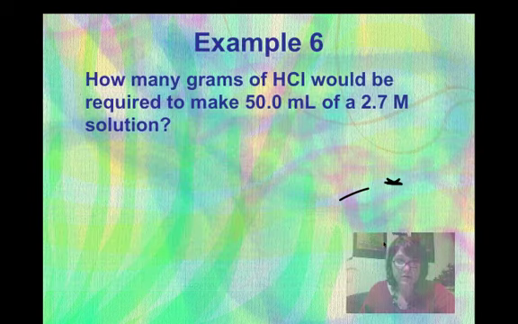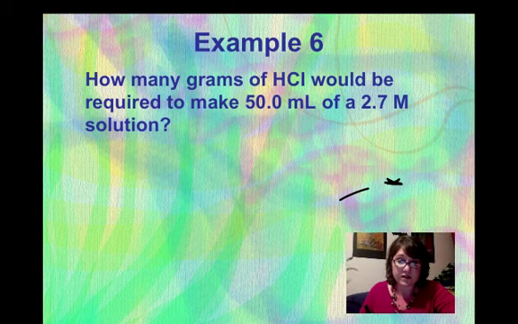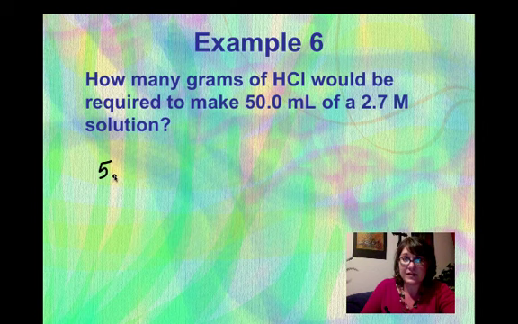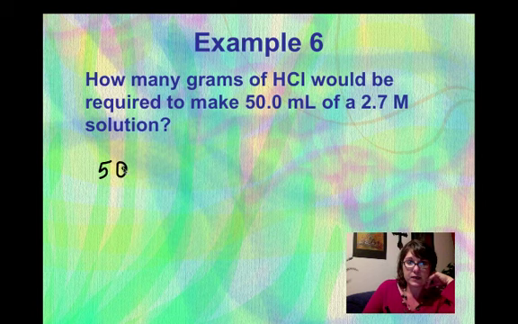Let's solve it mathematically, and then of course you're going to do this in the lab. So our question says, how many grams of hydrochloric acid would be required to make a 50 milliliter solution of 0.27 molar? Alright, so 50 milliliters would be 0.05 liters.